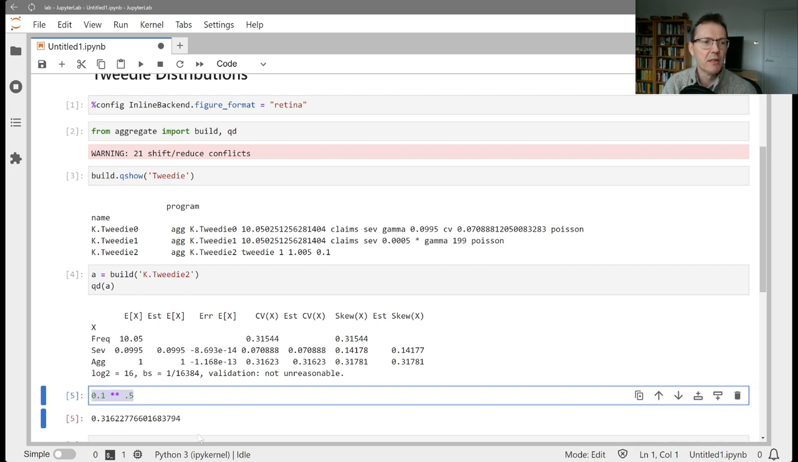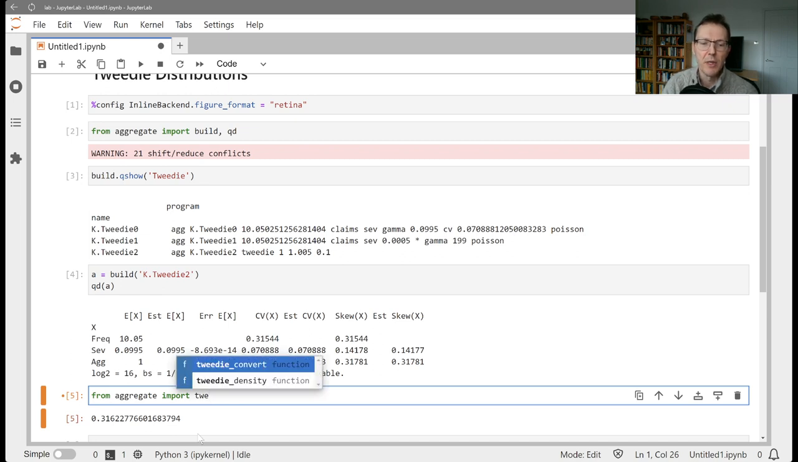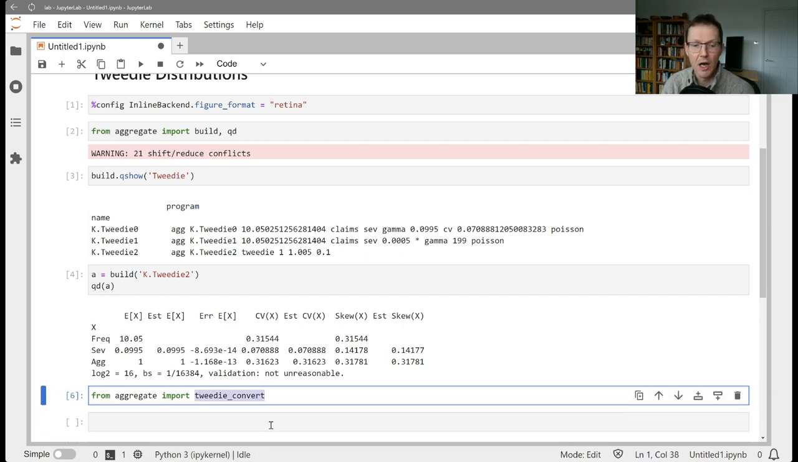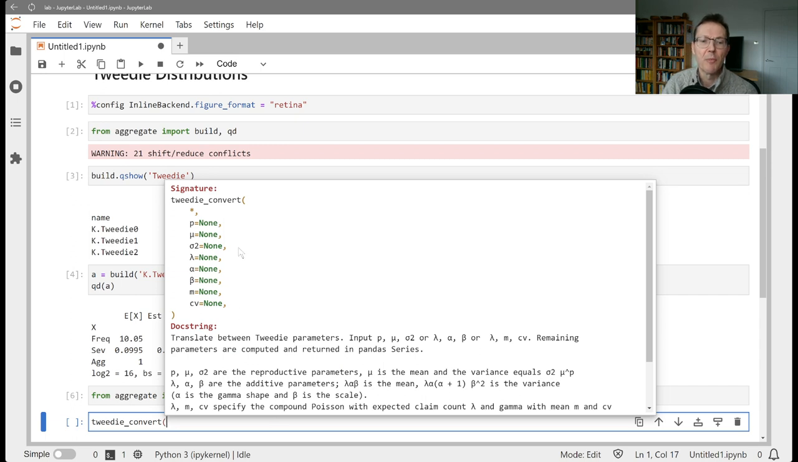There is a built-in little function in aggregate that we can import. If you just start to type here, tweedie_convert is a function that converts between parameterizations of the Tweedie distribution. If you pop up the help, p, mu, and sigma squared correspond to the GLM approach where you specify the variance function, p, and the dispersion sigma squared. The lambda, alpha, and beta correspond to giving the claim count, the shape parameter of the gamma, and the scale parameter of the gamma, and then m and cv just convert alpha and beta into the mean and CV of the gamma distribution.